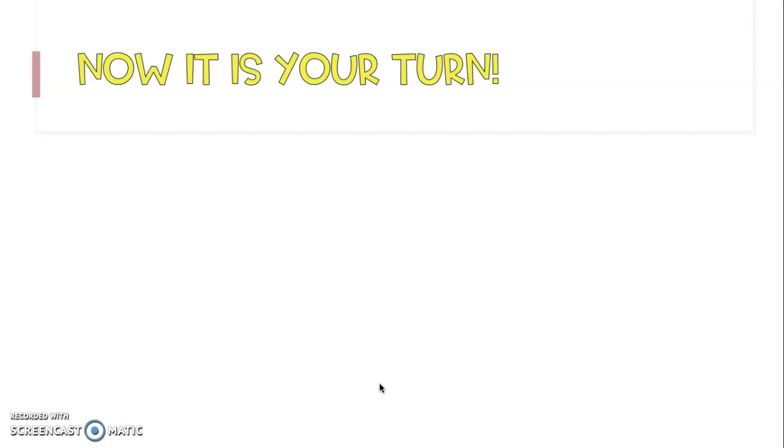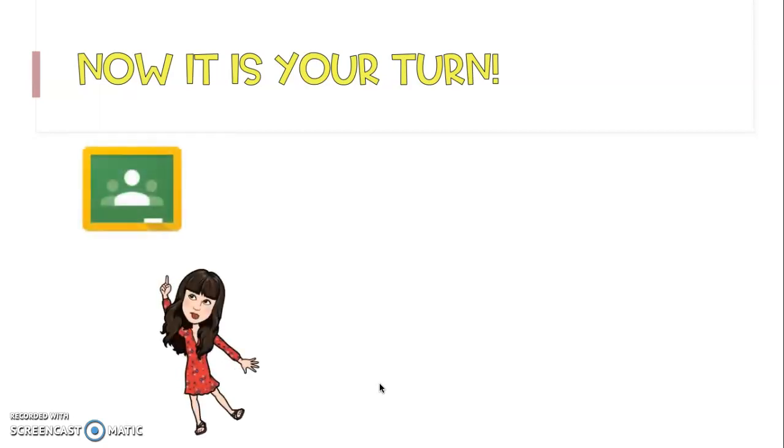So now it is your turn. In Google Classroom, you will find 3 different models or visual representations that you will use to create your own story problem. Remember that you may go back and listen to this video again to hear how I created my own story problem to help you with creating your own.